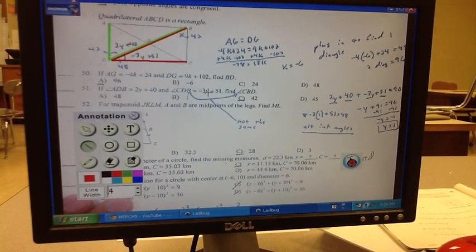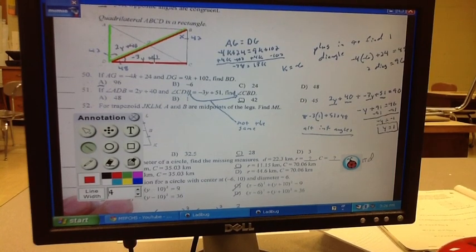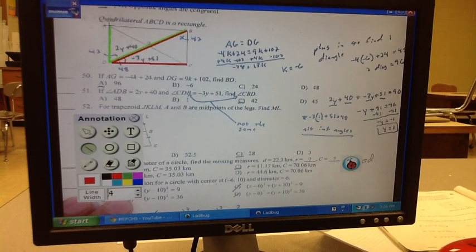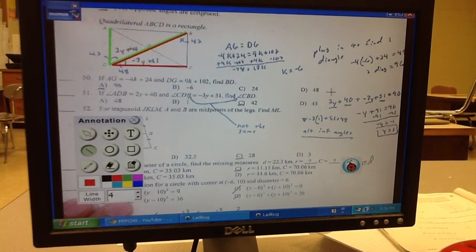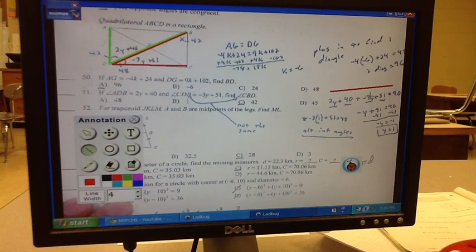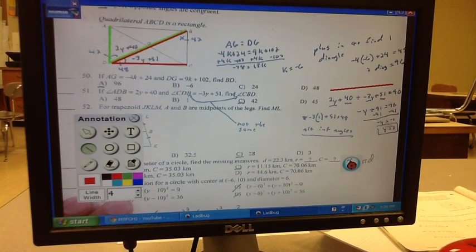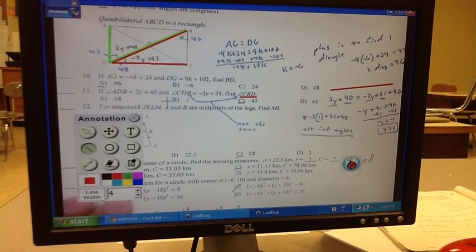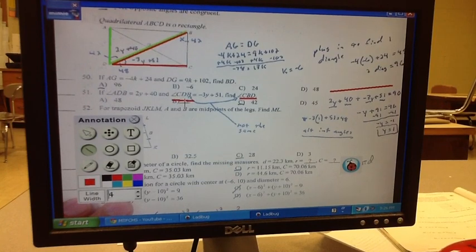So those two added together, I actually wrote them in there. 2y plus 40 and negative 3y plus 51 should equal a 90-degree angle. So I just simply added those two, got them over here, added those two together, equals 90 degrees. Solve down through, there's my work, y equals 1. Remember, the question doesn't say find y, which they always try to give us. Don't let that confuse you.